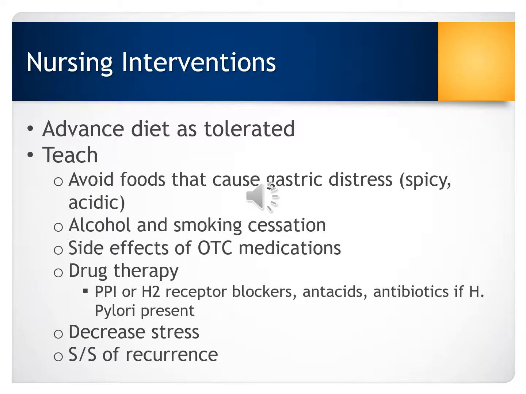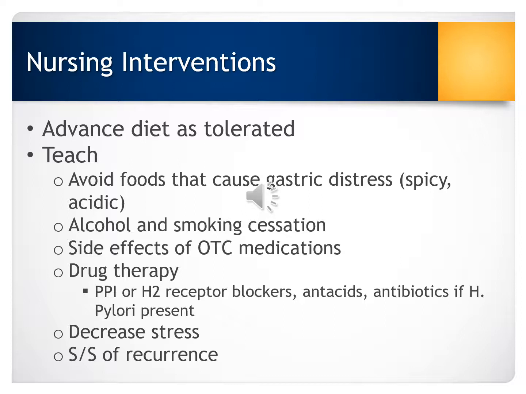In most cases, patients with uncomplicated peptic ulcer disease are treated as an outpatient. Whether they're inpatient or outpatient, typically they're told to rest the stomach, so they would be NPO and then slowly start eating, starting with clear liquids and advancing. It would teach the patients to avoid food that cause gastric distress, such as spicy or acidic foods.